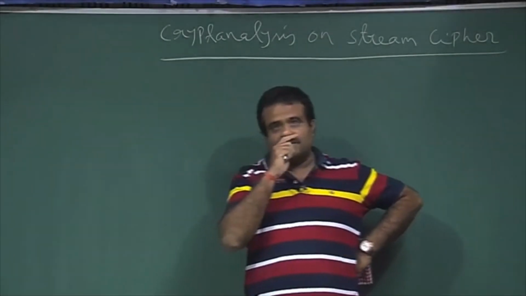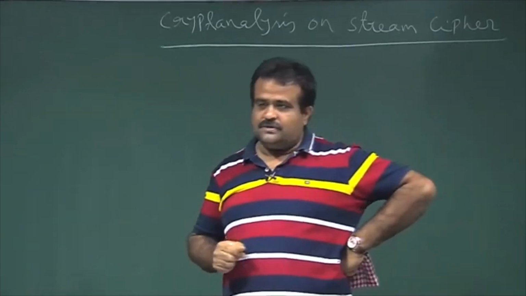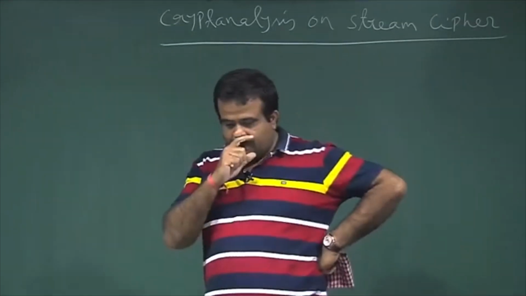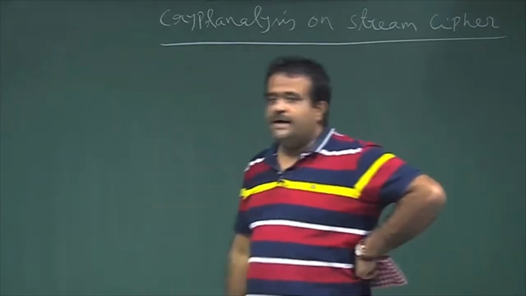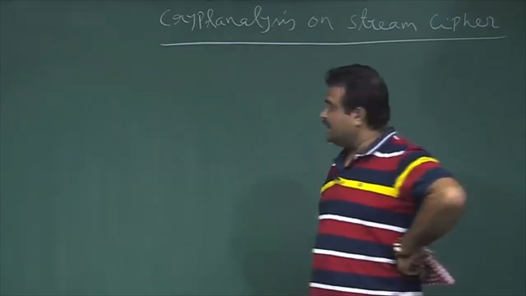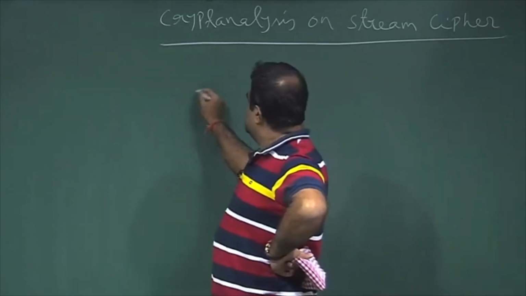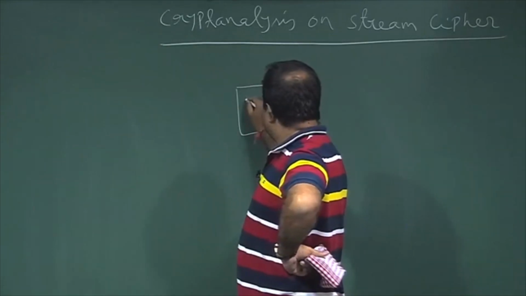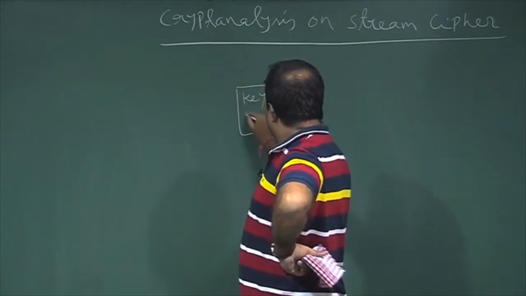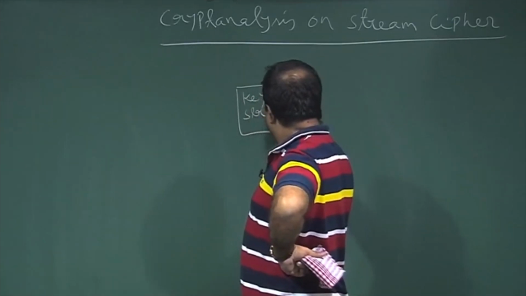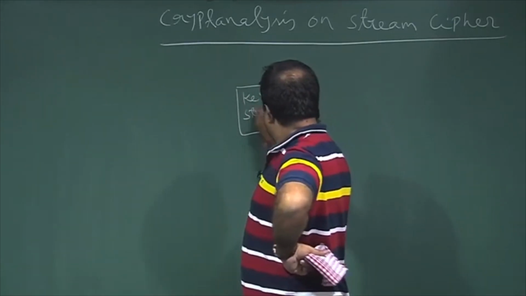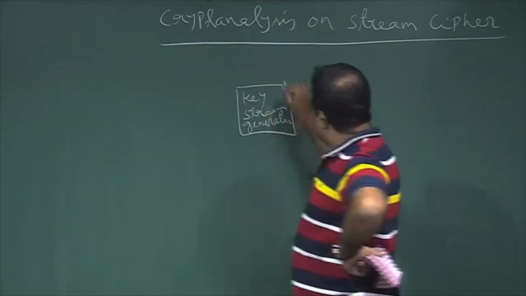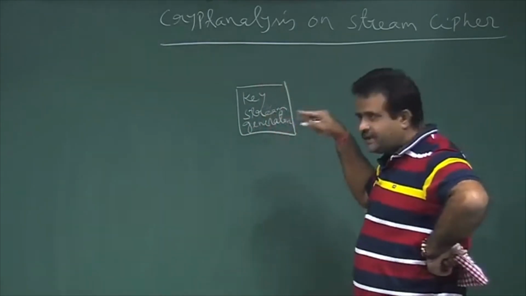Okay, so we talk about cryptanalysis on stream cipher, attack on stream cipher. Especially we will talk about algebraic attack on stream cipher. So let us just recap what is a stream cipher. We have seen the LFSR based stream cipher. Basically, in stream cipher we have a key stream generator. This is basically a pseudo random bit generator.